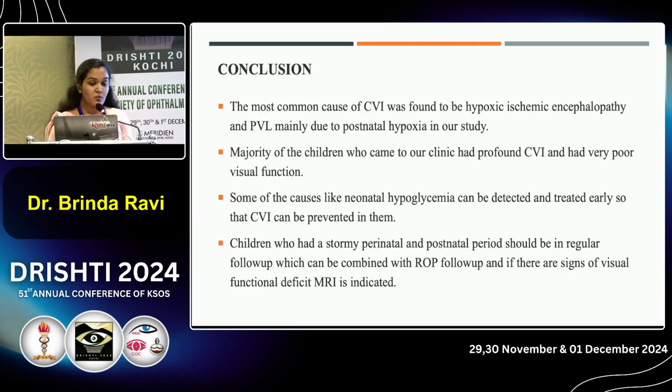So to conclude, the most common cause of CVI was found to be hypoxic ischemic encephalopathy and periventricular leukomalacia, mainly due to postnatal hypoxia in our study. The majority of the children who came to the clinic had profound cerebral visual impairment and had very poor visual function. Some of the causes like neonatal hypoglycemia can be detected and treated early so that CVI can be prevented in them. Children who had a stormy perinatal and postnatal period should be in regular follow-up, which can be combined with ROP follow-up, and if there are signs of visual function deficit, MRI is indicated.